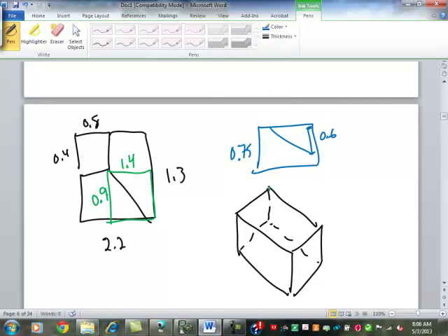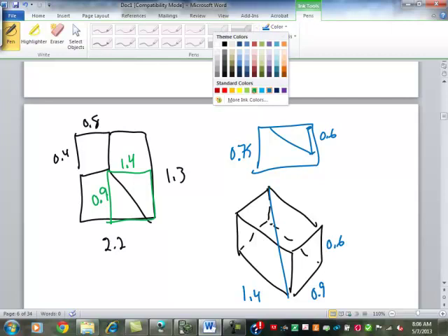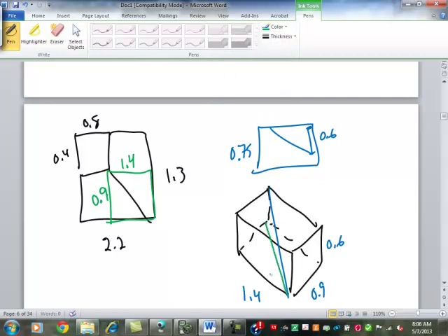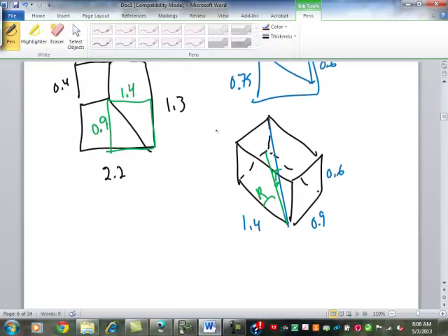So here's our surface again. This is 0.9, this is 1.4, this is 0.6. Here is R, here is T. I'm going to let you guys do that one on your own. That can be your little bit of homework for the last 15 minutes.